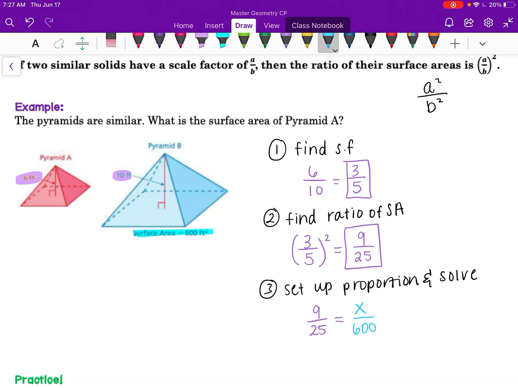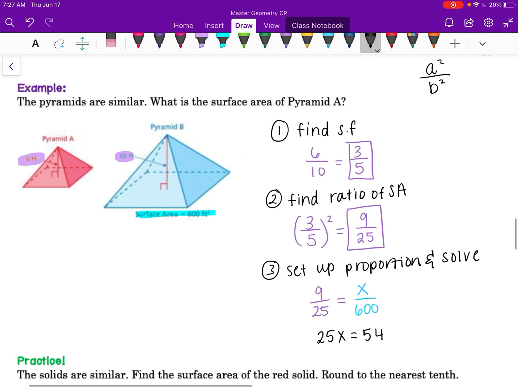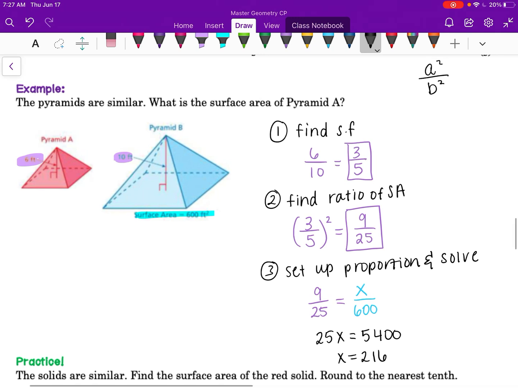So here again, we're just going to cross multiply and solve for that missing surface area. We have 25x equals 9 times 600 is 5,400. And then if we divide by 25, we're going to get a surface area of 216 feet squared. That's going to be our final answer here.